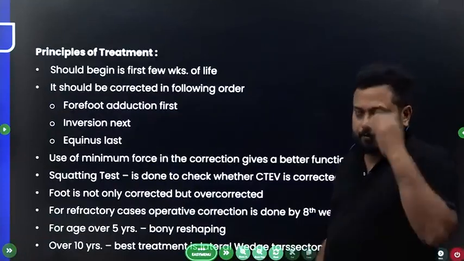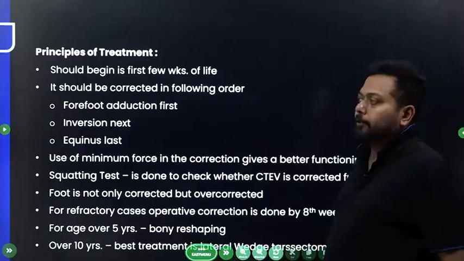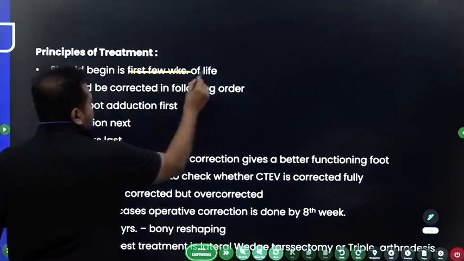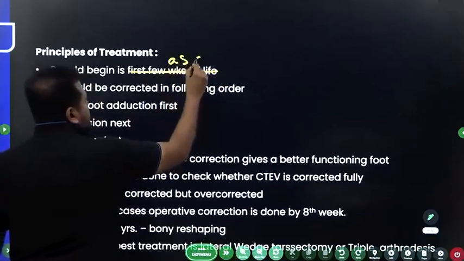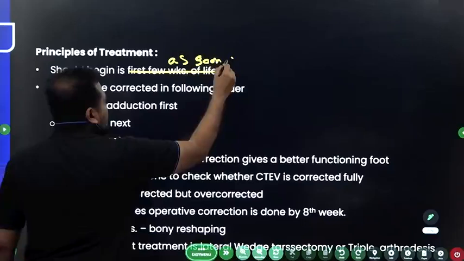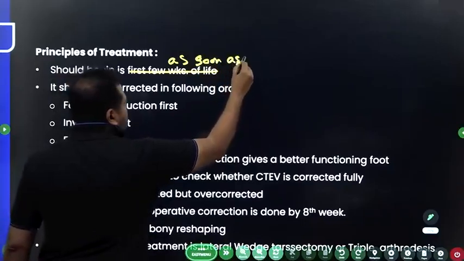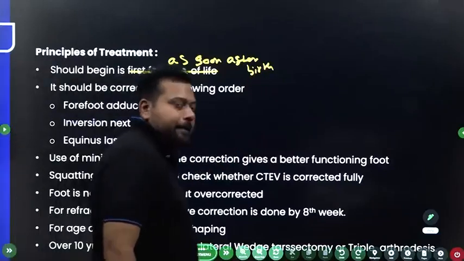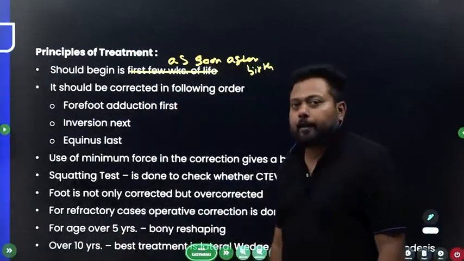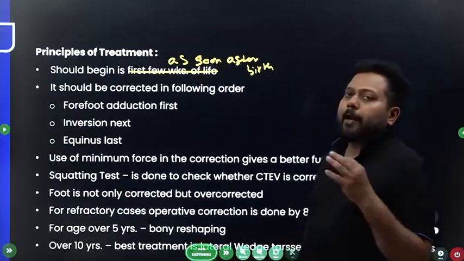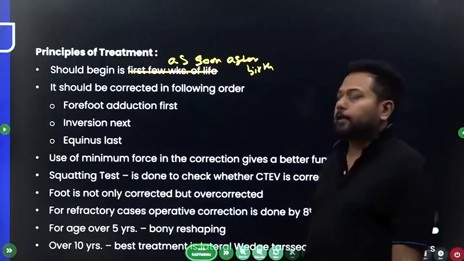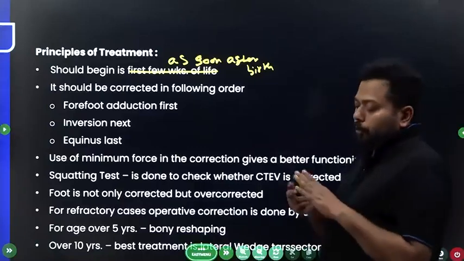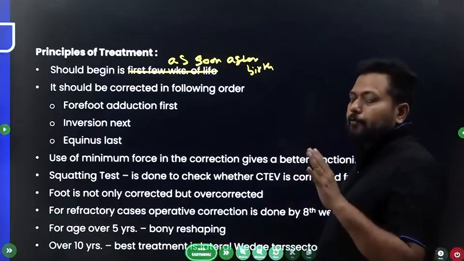Then how are you going to treat CTEV, congenital talipes equinovarus? CTEV should be treated as soon as possible, immediately after birth. What will they do? They will start manipulation by mother. That is the first treatment. Manipulation by mother. Okay, so regarding the order of correction, strictly we should follow the order.